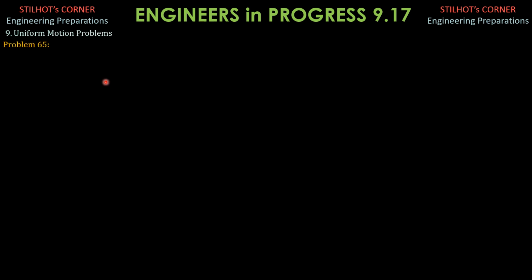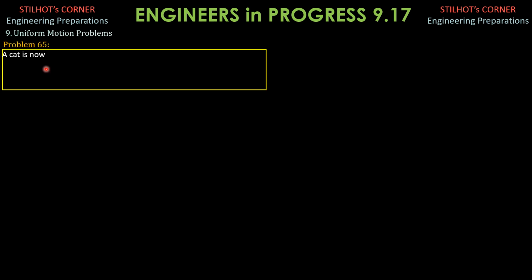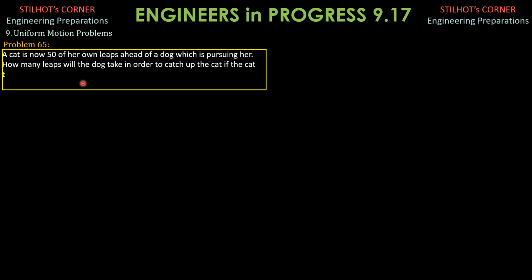So here is the first problem, problem 65. A cat is now 50 of her own leaps ahead of a dog which is pursuing her. How many leaps will the dog take in order to catch up to the cat if the cat takes 5 leaps while the dog takes 4 leaps, but 2 of the dog's leaps are equivalent to 3 of the cat's leaps?